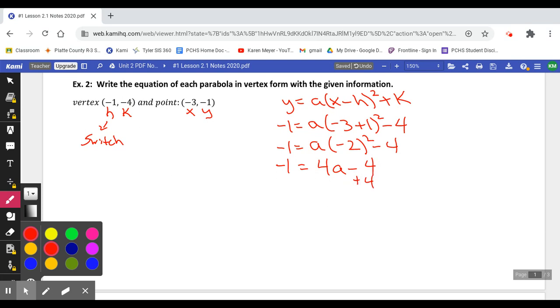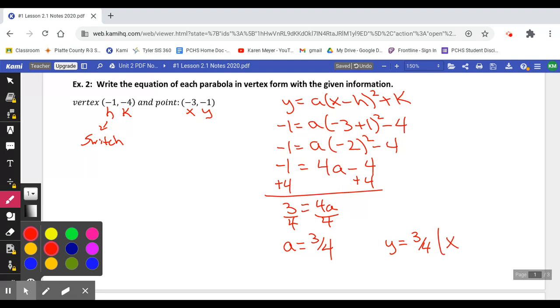Then I'm going to add 4 over. So I get 3 equals 4a. And then I'm going to divide by 4. So I get a to equal 3/4. Now on your final answer, you just have to plug in h, k, and a. So y equals a, which is 3/4, parentheses x. Remember to switch the sign of h, so plus 1, quantity squared, and k is the same, so minus 4.